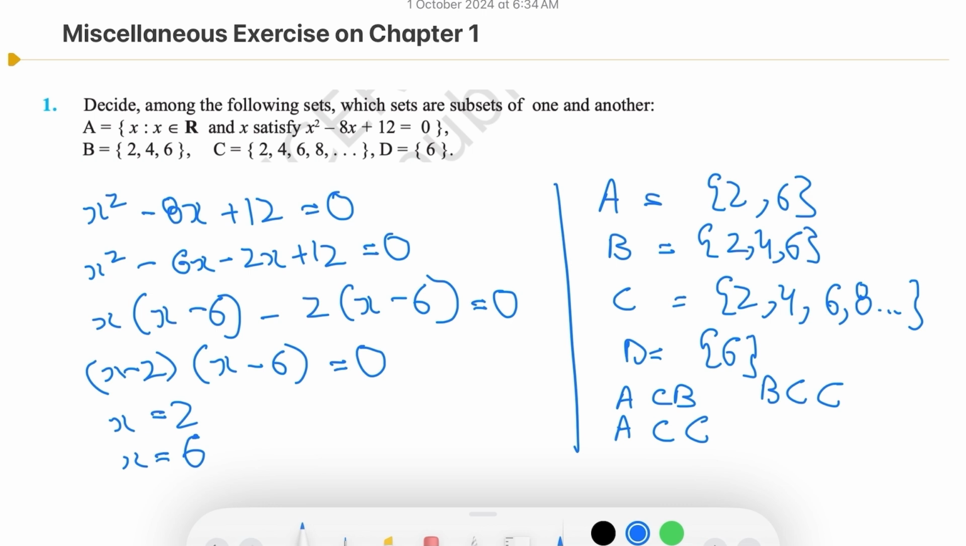We can see that D is a singleton set, 6. So D is a subset of A. D is also a subset of B. And D is also a subset of C.